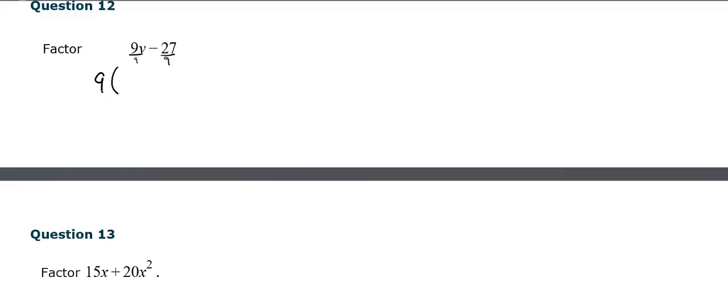So 9v divided by 9 is just v, and negative 27 divided by 9 is negative 3. So 9v minus 27 factored is 9 times the quantity v minus 3, and you can always check your answer by using the distributive property.